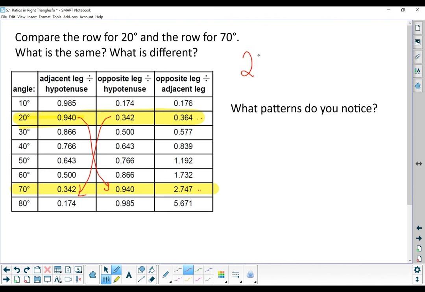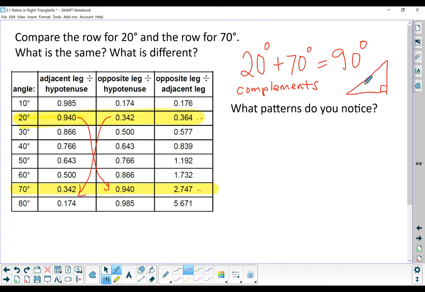Something to notice about 20 and 70 is that if you add them together, you get 90 degrees. So these are complements, we call them. If you think about a right triangle, if this angle is 20, then this one must be 70 because the three angles have to add up to 180, and the bottom corner is, of course, 90. So the reason you see this switch is because we're just switching perspective in our triangle.